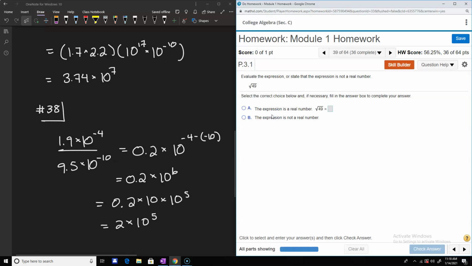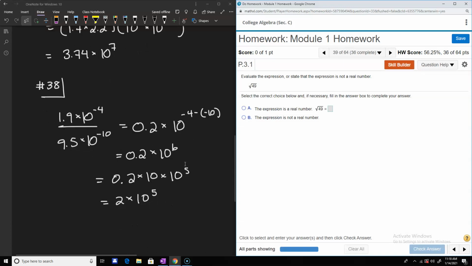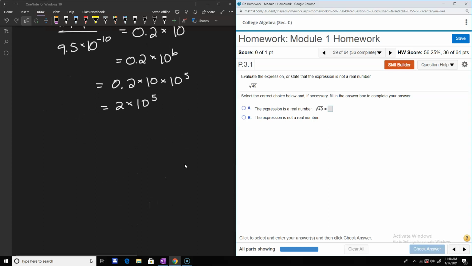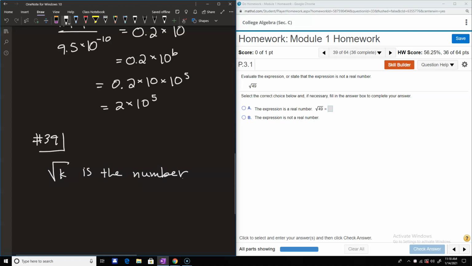Okay, so we're looking at some square roots here. Again, getting into the radicals. The definition of the square root is pretty straightforward. The square root of, say, a number k is the number x such that x squared is equal to k. Technically, it's the positive number x.